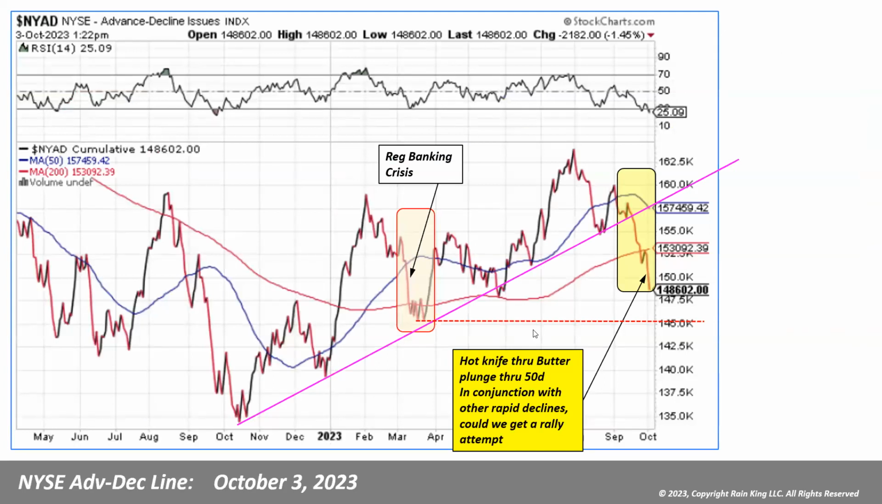This is the New York Stock Exchange advance-decline line, which a couple of weeks ago we shared that even though things weren't great, we were still holding an uptrend line from the October lows. Here's the regional banking crisis where we had a plunge, but we held some support. Now, in the last month, this is really not a good look. It's a hot knife through butter look where we're plunging through the 50-day and the 200-day moving averages. Really sharp decline. You can say maybe there's some support down here in the regional banking crisis lows, but with these extremes, is it possible that we might get a rally? It's possible. We'll have to see how things go day by day.